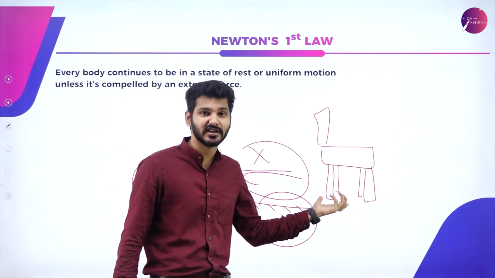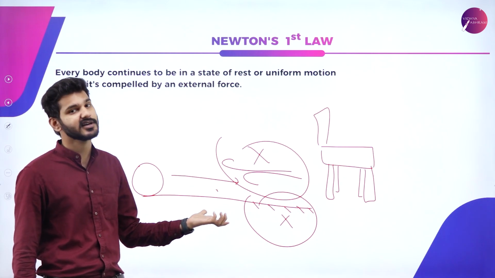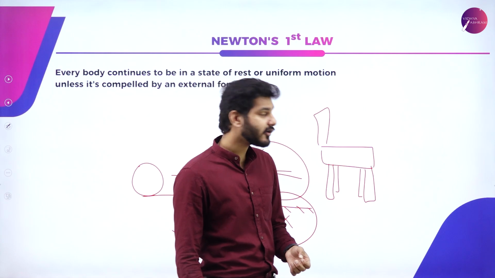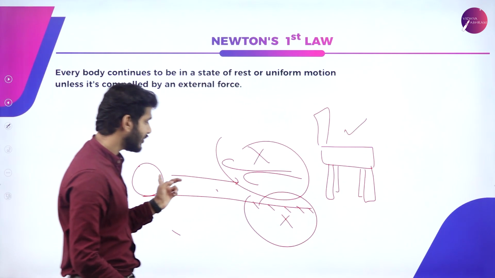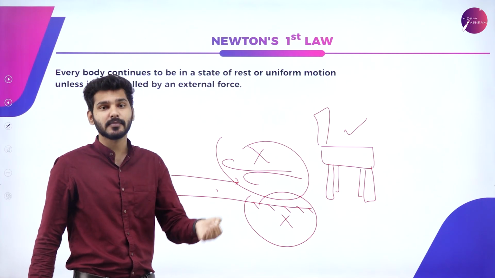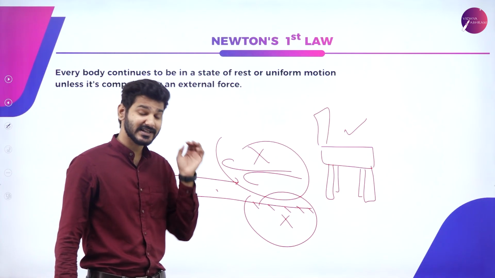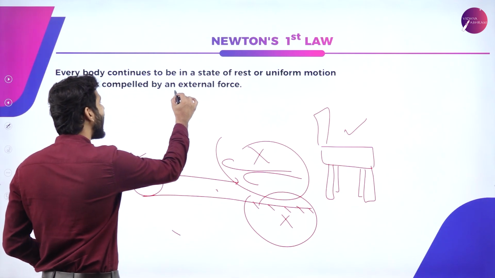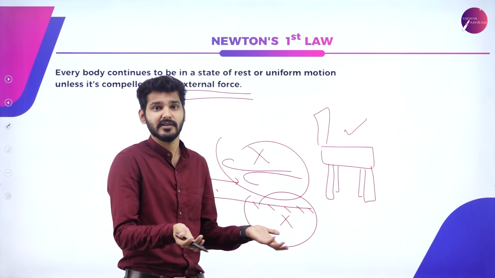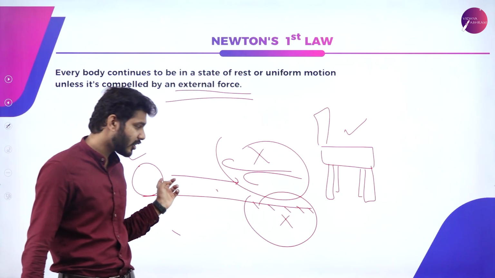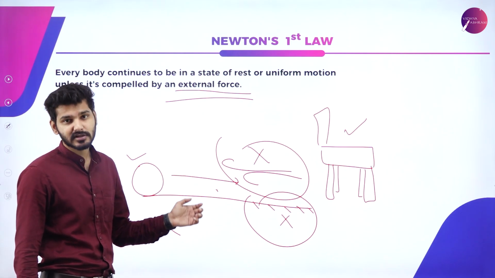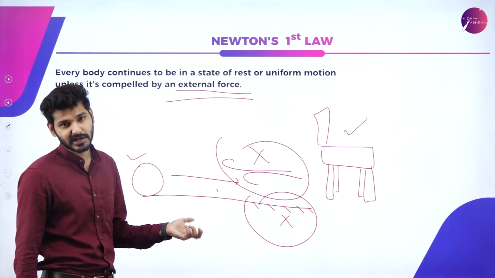Seemed pretty simple with the chair, right? But inside that, all of these quantities are hiding. So we can say that every object remains in a state of rest or uniform motion until or unless it is acted upon by an external force. It is very important that it is an external force and not any other force, because internally we cannot apply any force to change its direction. This ball cannot just change its direction like that. It has to be an external force acting upon it to change its direction.